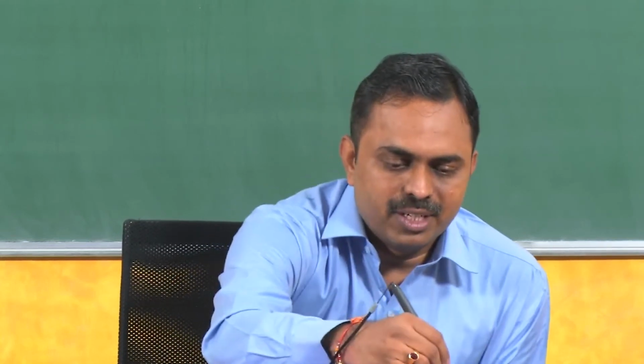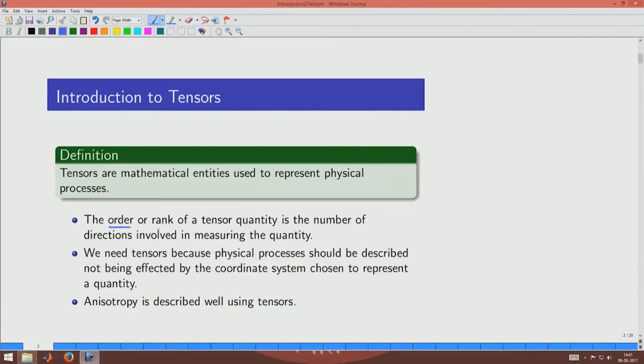So, tensors are mathematical entities that are used to represent physical processes, and we are going to use them in the context of coordinate rotations, and we are going to define the tensors in the same way. Whenever we encounter the quantity tensor, we often come across the word order or rank. People say a tensor of order 1, tensor of order 2, or tensor of rank 1 or rank 2. What we mean by both order and rank is one and the same. It is telling how many elements there will be for a tensor quantity.